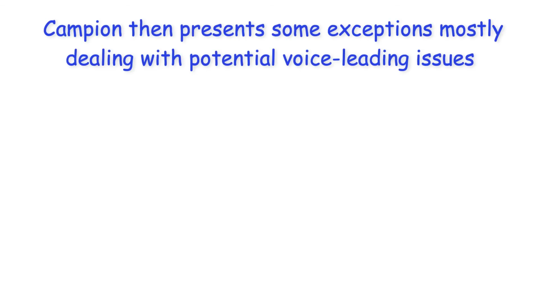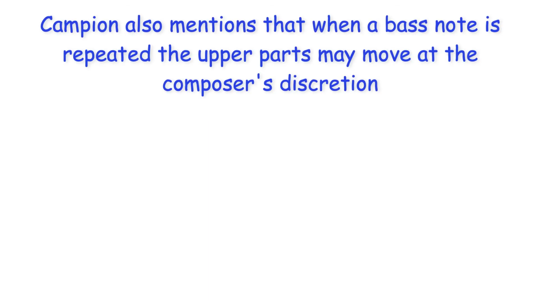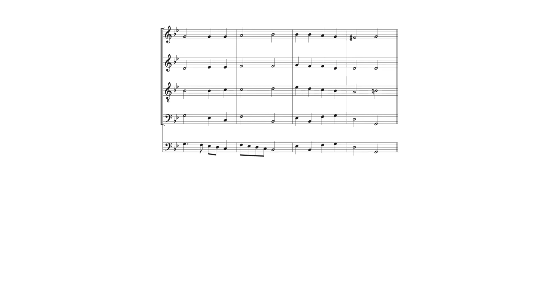Campion then presents some exceptions, mostly dealing with potential voice leading issues, such as here, where to avoid a melodic augmented second, the alto's line must move to G, thereby approaching the raised leading note from above. Campion also mentions that when a bass note is repeated, the upper parts may move at the composer's discretion, and any of the bass line's melodic intervals may be filled in if desired.